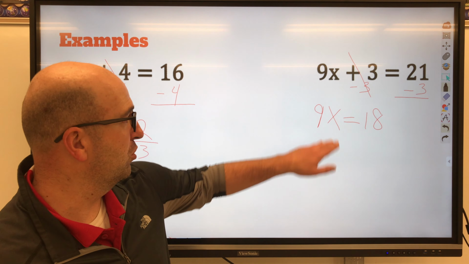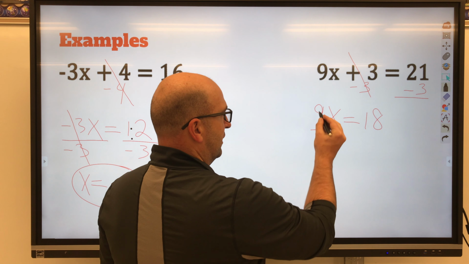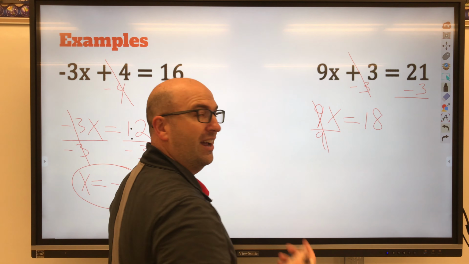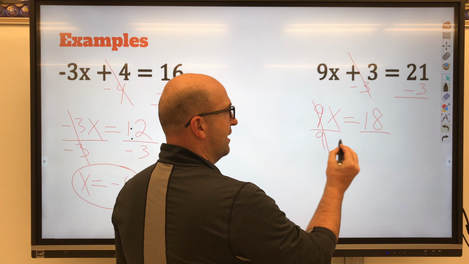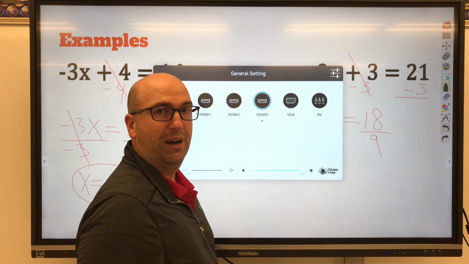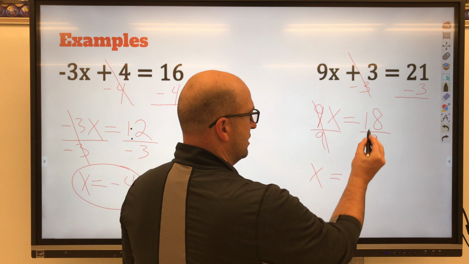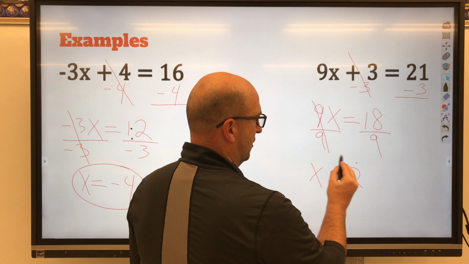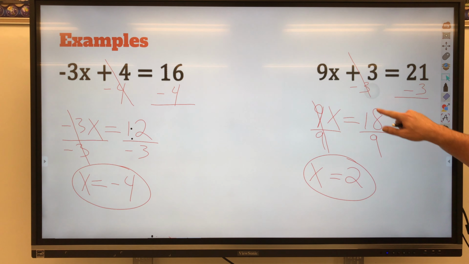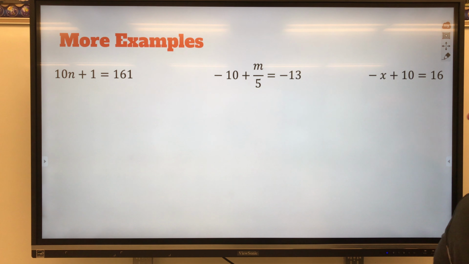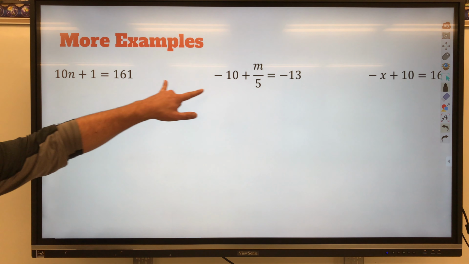Now I'm left with that one-step equation for multiplication. 9 times x, the inverse is divide. Divide by the coefficient. And then we balance the equation. What we do to one side, we do to the other. I divided by 9 over here, so I will divide by 9 over there. And then bring down the rest. X equals 18 divided by 9 is 2. So x equals 2. Few more examples for us. We'll just do these first two examples.